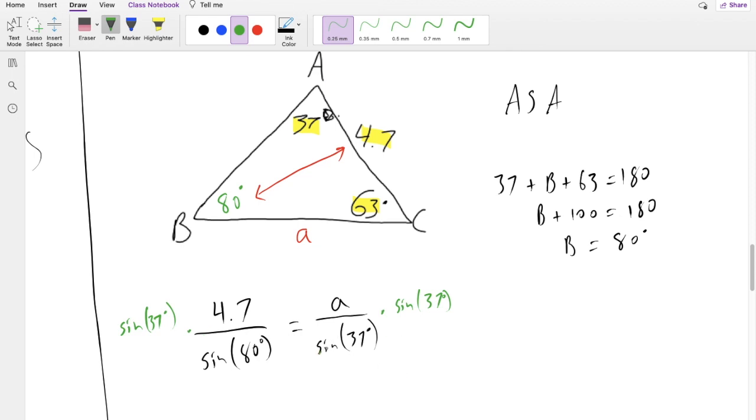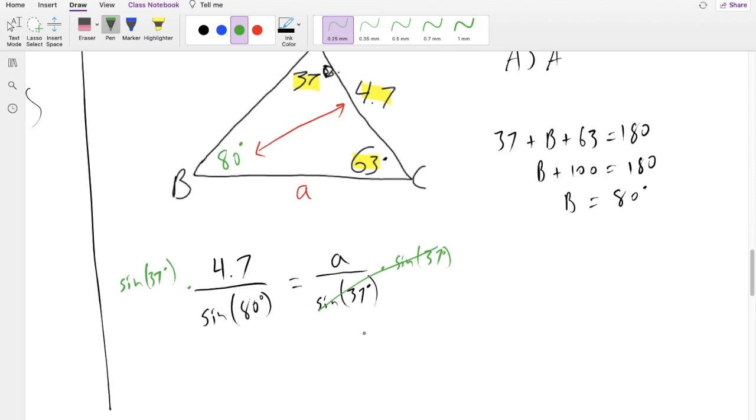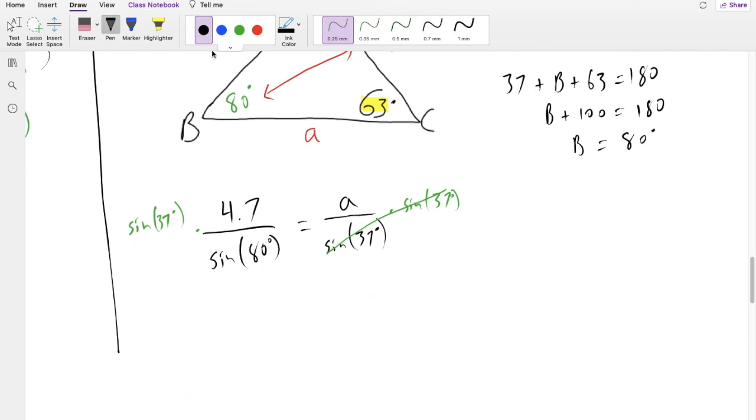On the right side, that's going to cancel. On the left side is what we put into our calculator. Again, making sure that you close off the parentheses. So we have the sine of 37, close those parentheses, times that 4.7, divided by the sine of 80, close those parentheses, hit enter, and you get 2.87, whatever the unit may have been for the other side.